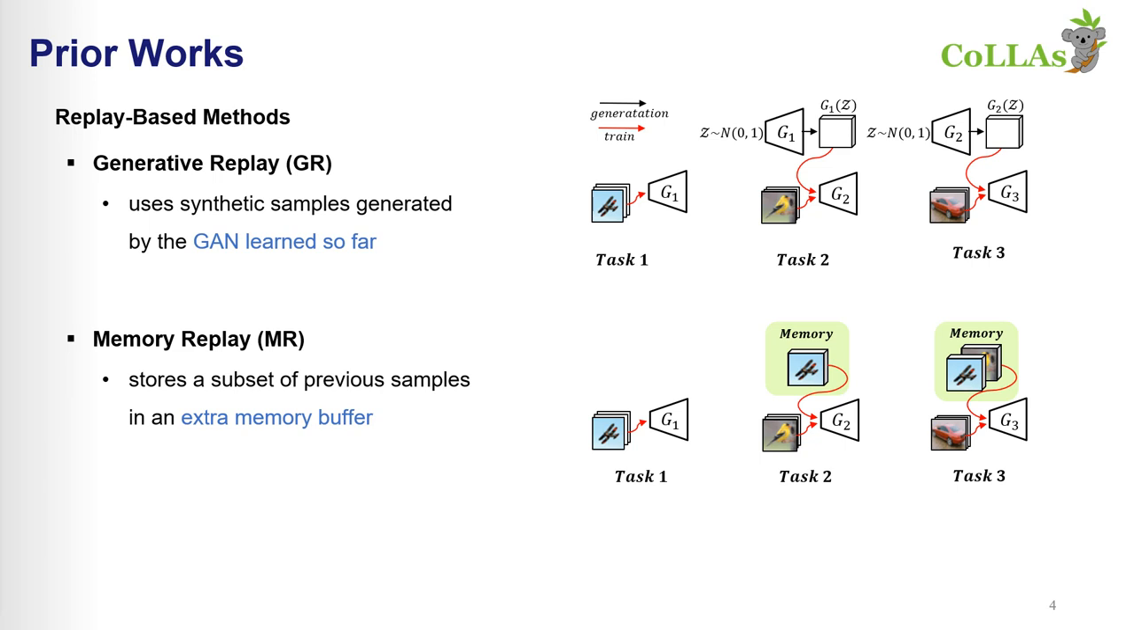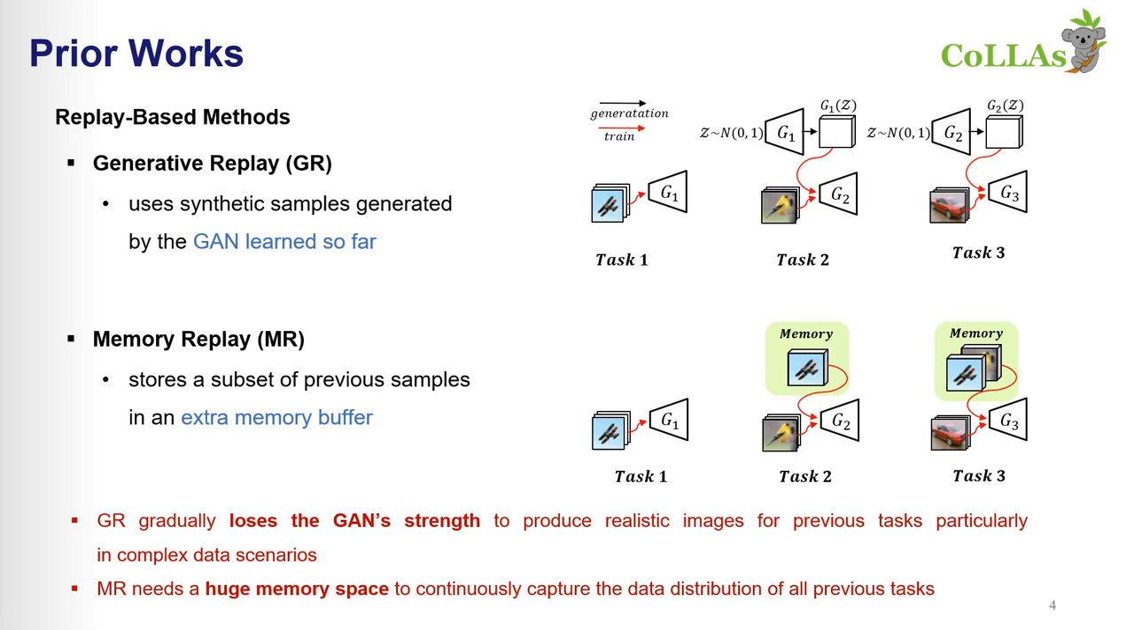In GCL, generative replay has been more often adopted than memory replay because GANs could be typically employed for fitting previous synthetic images. But it gradually loses the GAN's strength to produce realistic images of previous tasks, particularly in complex data scenarios. Memory replay can preserve realism by replaying real images, but it needs a huge memory space to continuously capture the data distribution of all previous tasks.